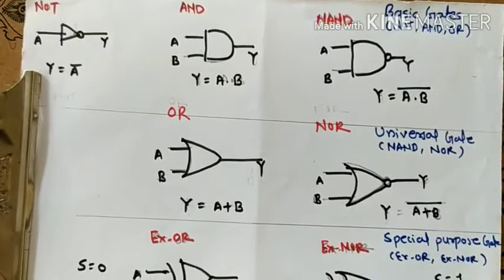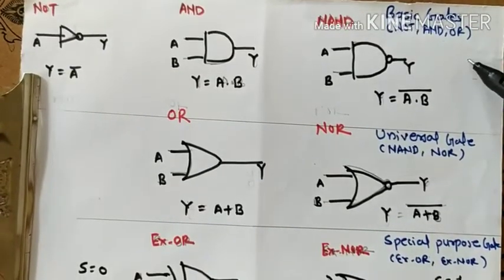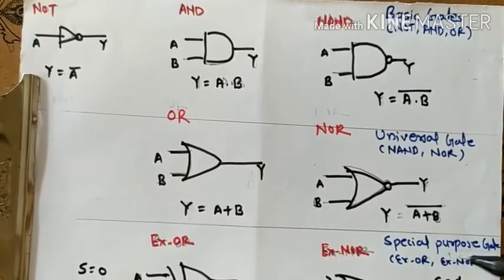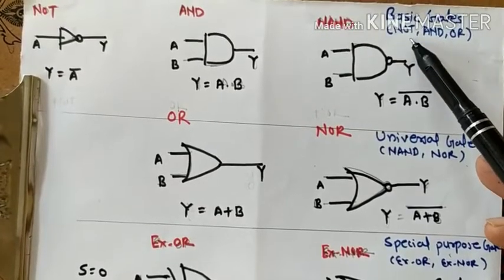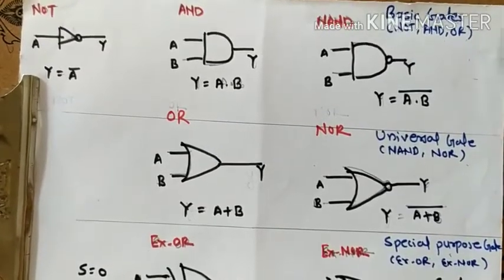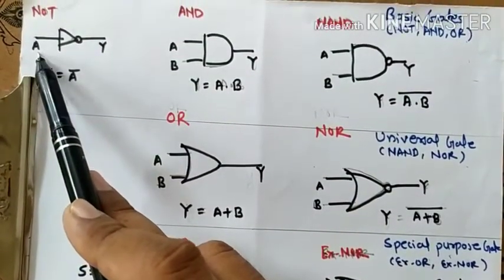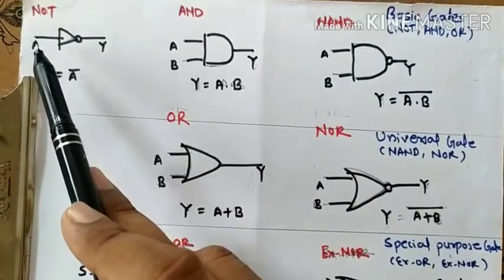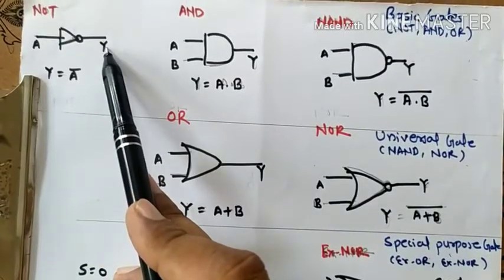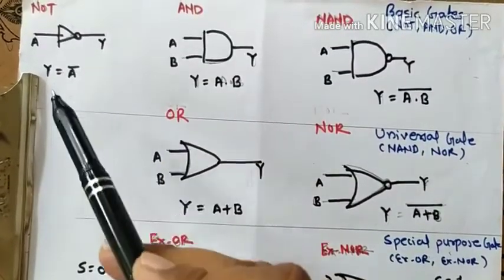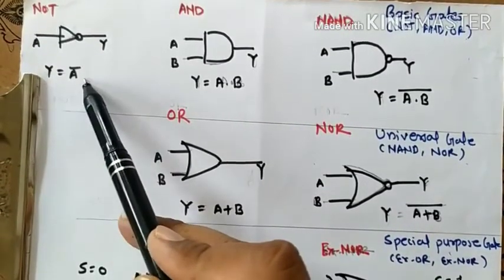So there are different types of gates. Basically we have three types of gates: basic gates, universal gates and special purpose gates. In the case of basic gates, there are three types: NOT gate, AND gate, OR gate. See here, the first gate is a NOT gate. The NOT gate has one input and one output. We indicate the input as A and the output as Y. This is the symbol, and the expression of this gate is Y is equal to A bar.